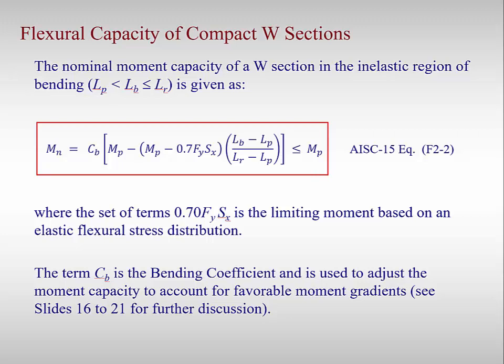The reason for this limit is due to the fact that the C sub B term can increase the calculated moment capacity above the plastic moment, which is not possible since the plastic moment is based on the fully yielded cross-section and defines the maximum possible moment capacity of a beam.